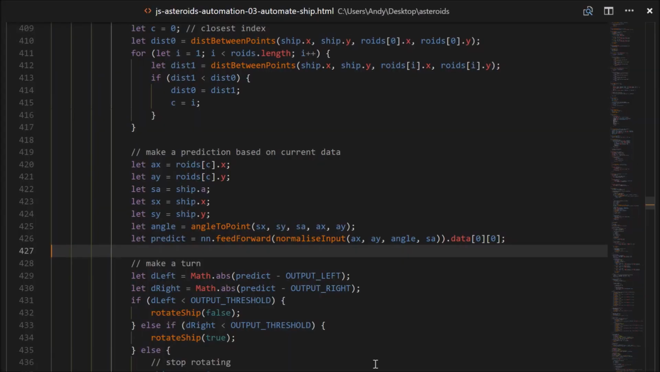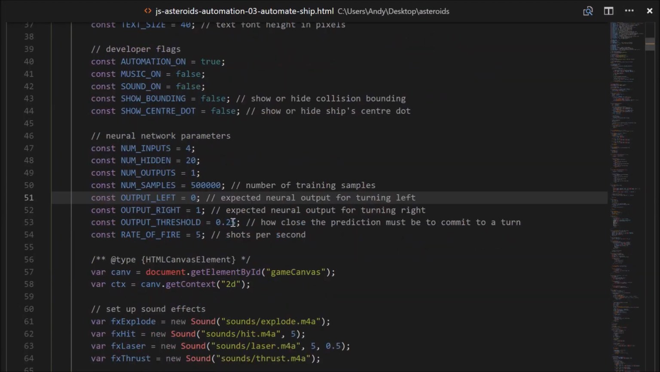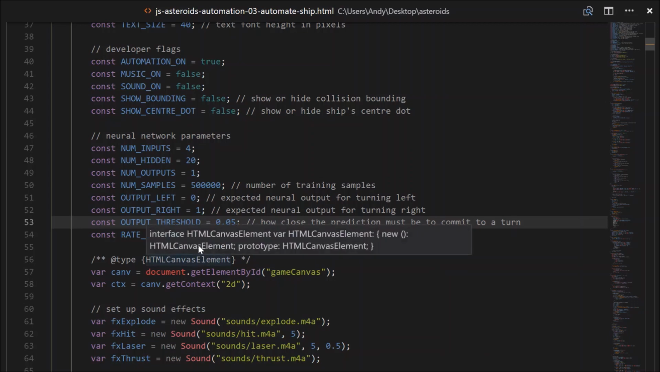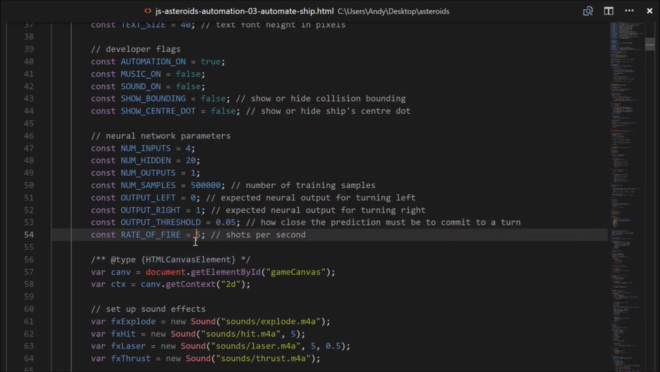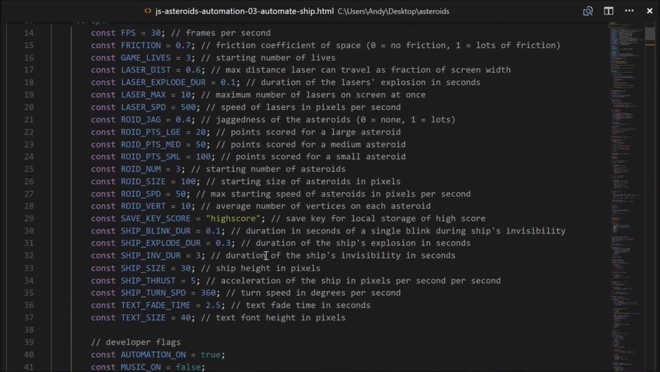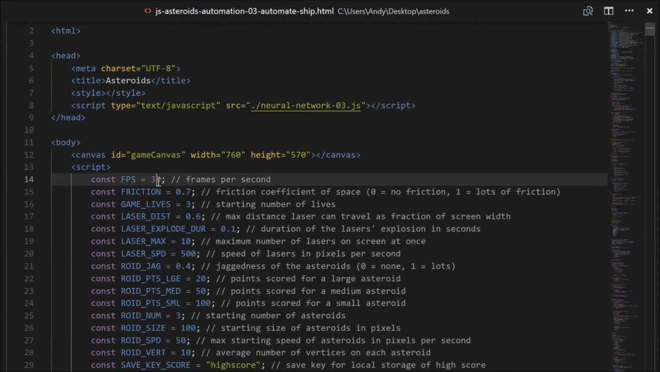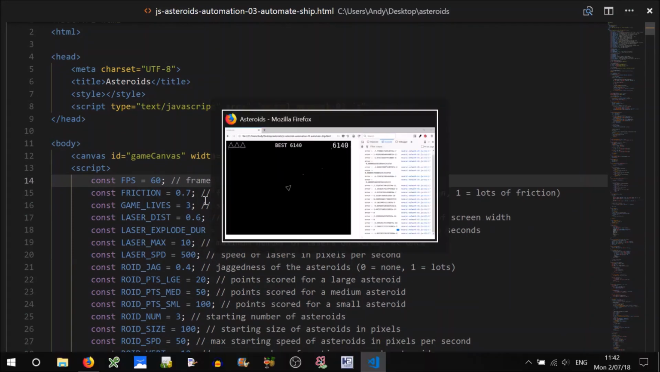So let's do that now. Head up to the top. We'll reduce our output threshold to say 0.05. That means in order to make a right turn, we'd have to have 0.95 confidence. Let's increase the rate of fire for fun, say to 15 shots per second. And we want to increase our frame rate to say 60. Let's give that a go, eh?